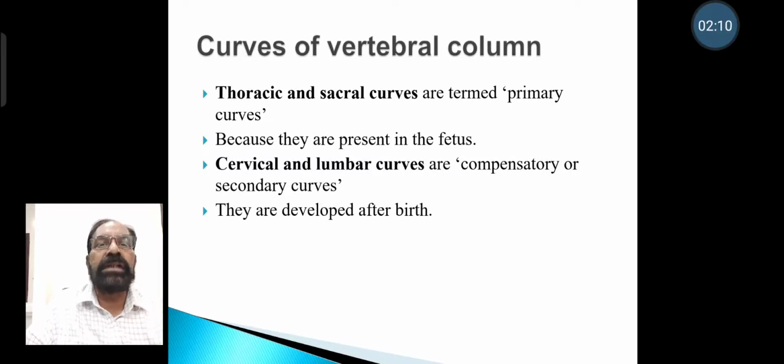Coming to curvatures of the vertebral column, thoracic and sacral curves are termed primary curves because they are present in the fetus. Cervical and lumbar curves are compensatory or secondary curves and they develop after birth.